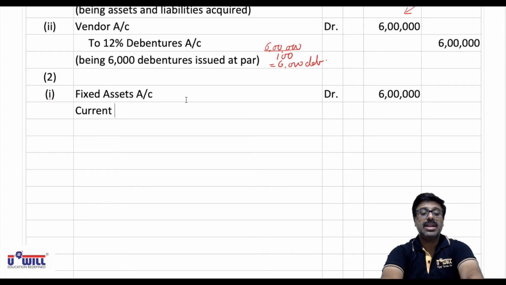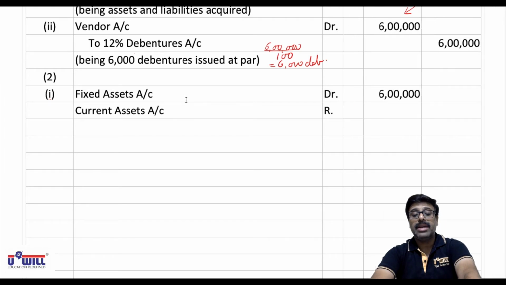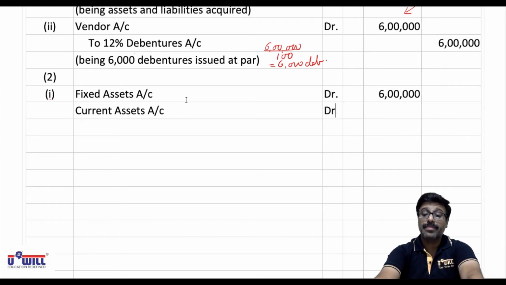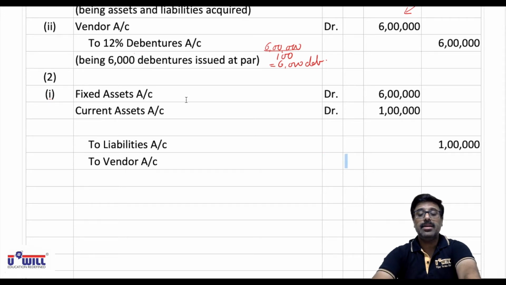Current assets become our assets. Assets have debit balance. So current assets account debit with 1 lakh. Now you all leave one line in between. Then to liabilities account, liabilities are payable, credit the payables, 1 lakh, and then to vendor account. The amount is payable to the vendor, credit the payables.